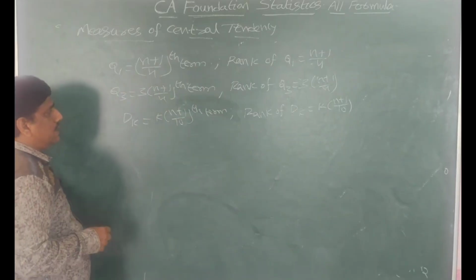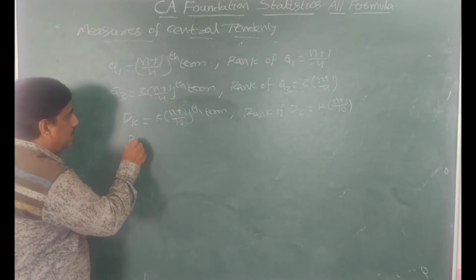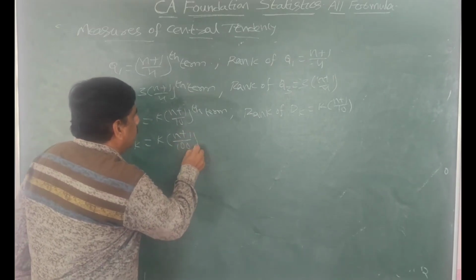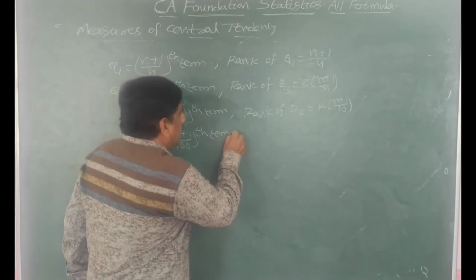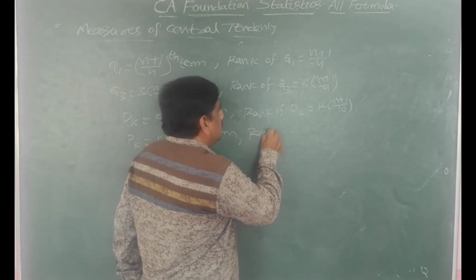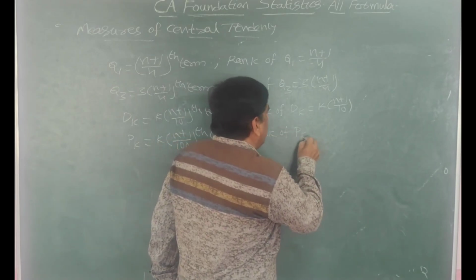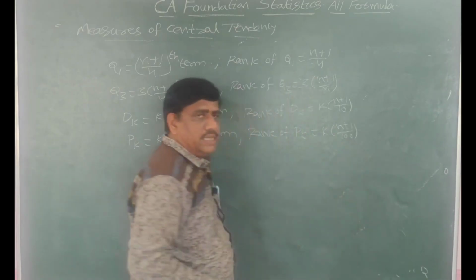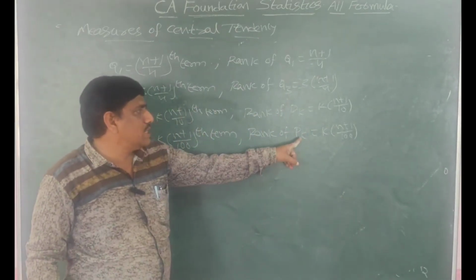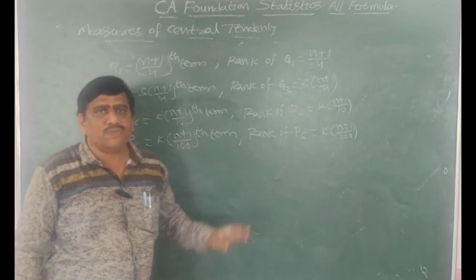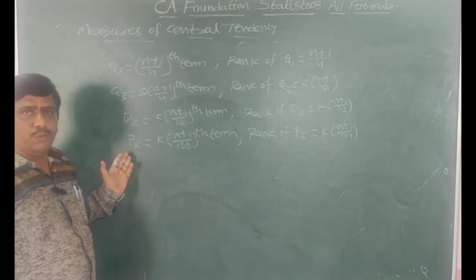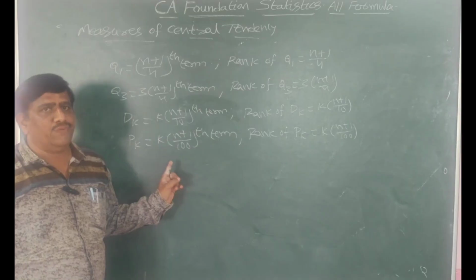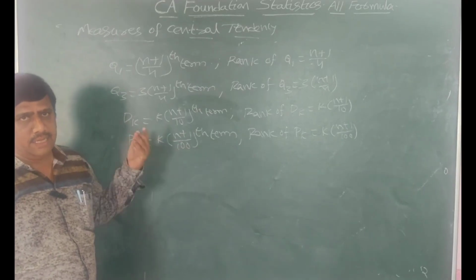Similarly, percentiles. For the kth percentile, the formula in the case of individual series is the k into (n plus 1) by 100th term. The rank of the kth percentile is just k into (n plus 1) by 100. Again, if they ask for the 60th percentile, the rank of the 60th percentile is 60 into (n plus 1) by 100. And the value P60 is the 60 into (n plus 1) by 100th term, where k can range from 1 up to 99 percentiles.